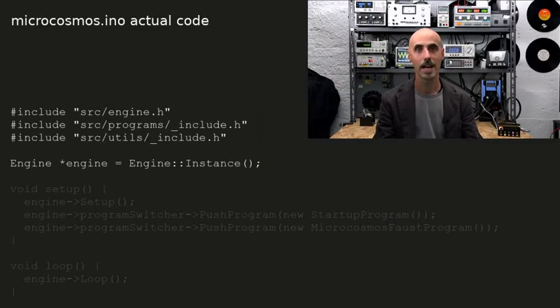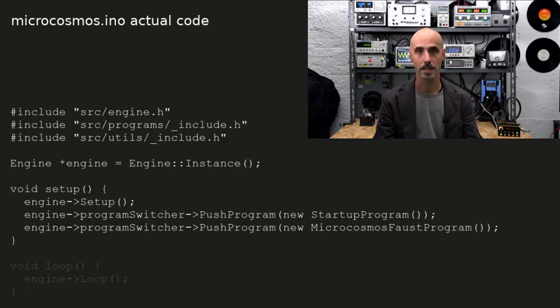The main.ino initializes the engine, then in the setup part initializes the engine and the programs, which could be more than one, and pushes them to the list of engine programs. On the loop stage, it recalls the engine loop function.